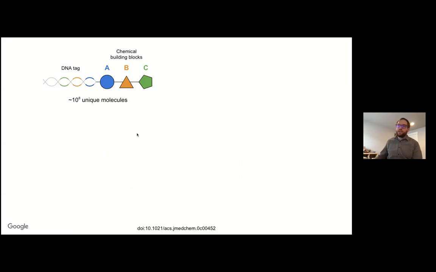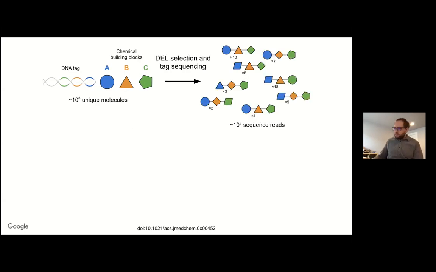There's lots of details here about how often the DNA tag is actually faithfully representing what's on the business end. But this is a useful schematic anyway.